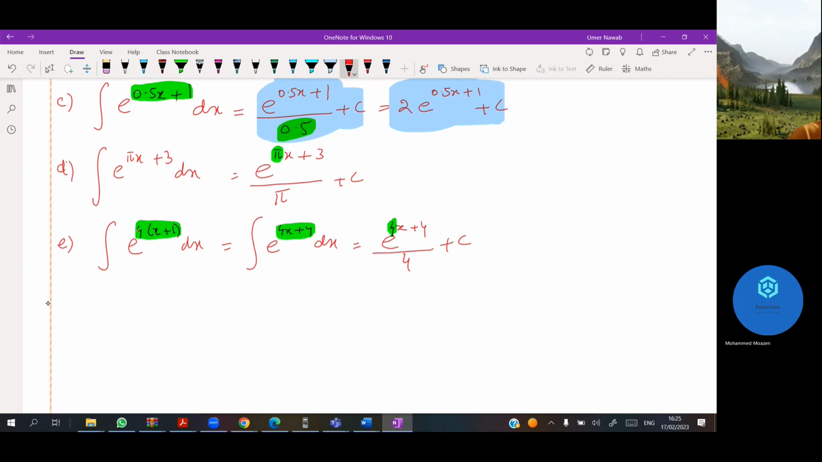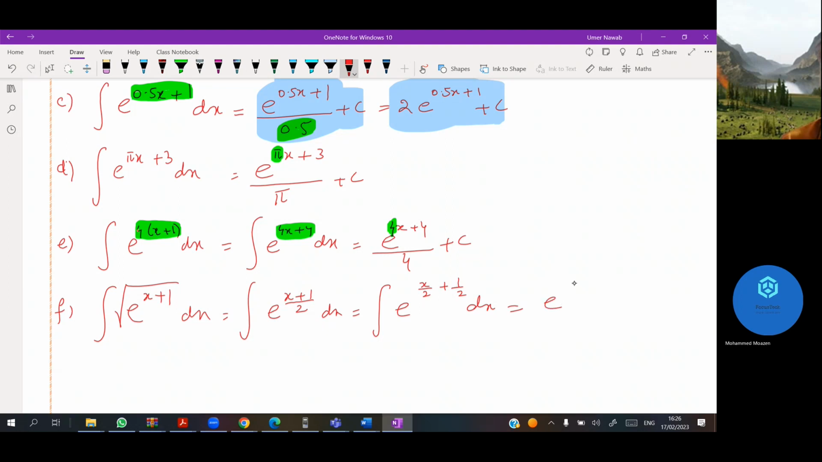The questions keep on repeating, but the F part is a little bit different. You put a radical sign on x plus 1, e raised to power x plus 1. I'm going to write it as e raised to power x plus 1 divided by 2. You can write it as, or you can also write it as x over 2 plus 1 over 2 dx. So boys, the integration of this is the same answer.